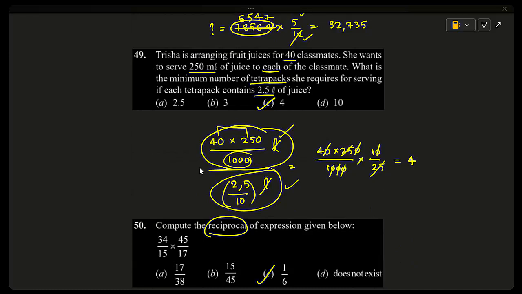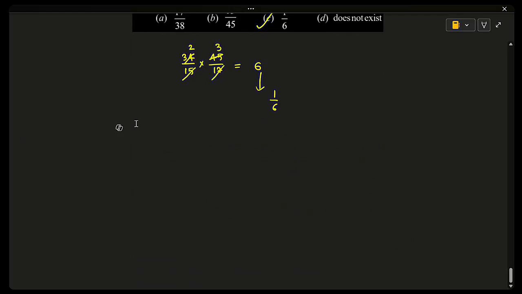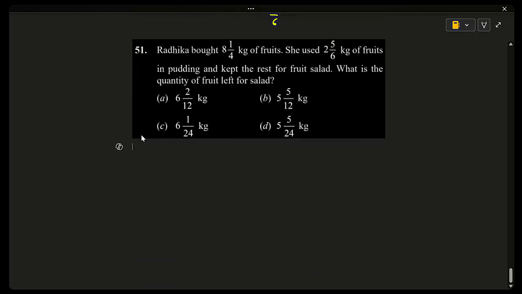Okay. Now 51st question. Radhika bought 8 1 by 4 kilograms of fruits. She used 2 5 by 6 kilograms of fruits in pudding and kept the rest for fruit salad. What is the quantity of fruit left for salad? So, very simple. Total she purchased 8 1 by 4 and she already used 2 5 by 6. So remaining one we have to find.